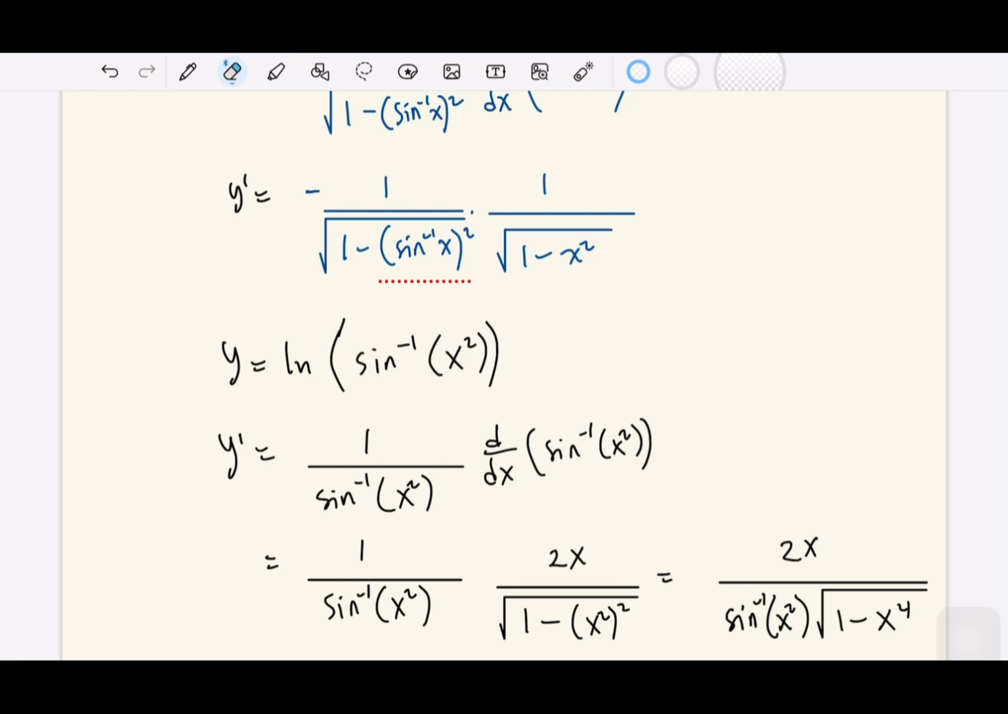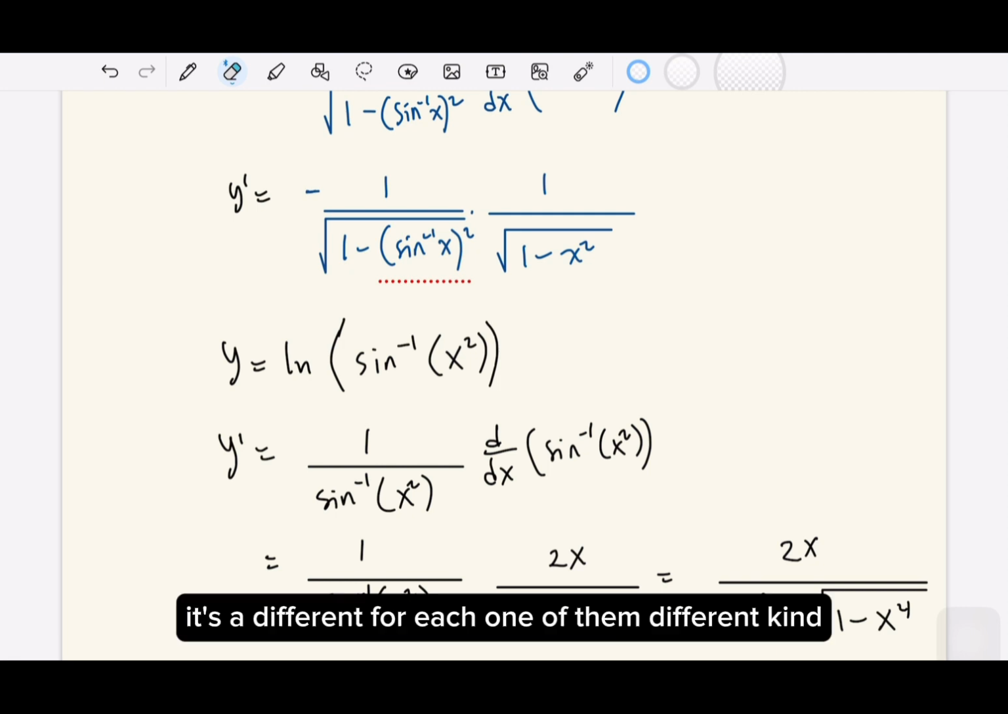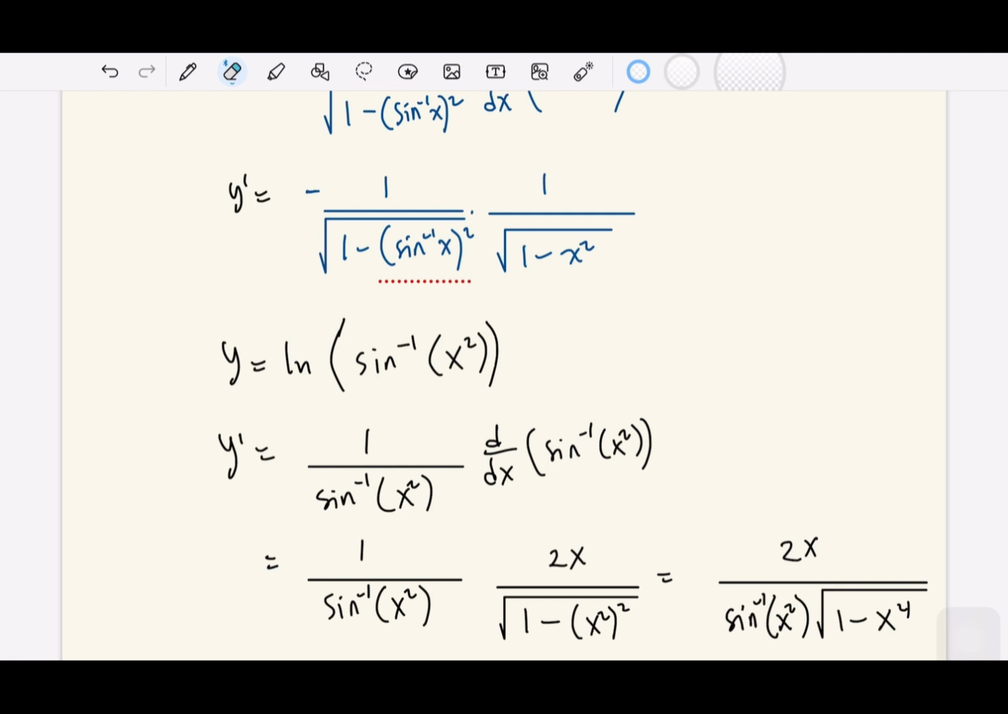This one? Sin y. Define sin y from here. And then that's it. Yeah, sin y is 1. But I think this is not the correct graph. We need to define the graph with this one. Oh, it's a different triangle. Yeah, for each one of them, a different triangle.